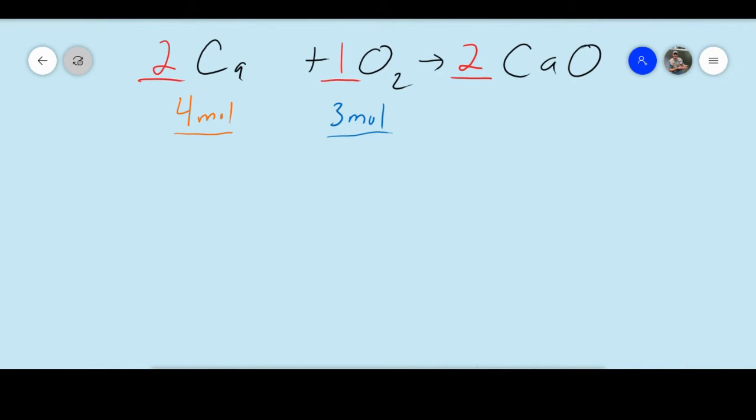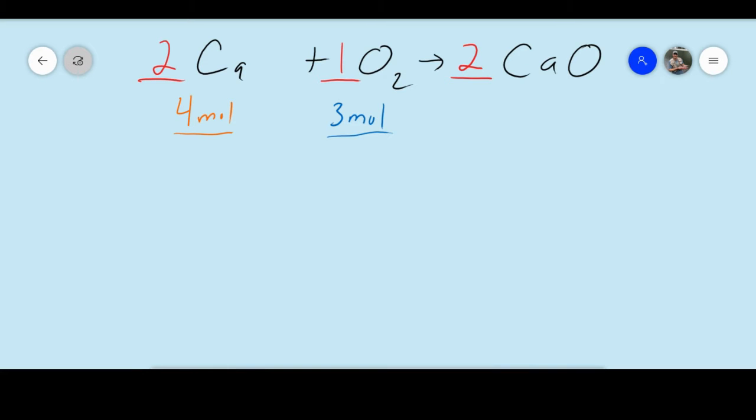It's the one that we are going to make the least amount of product. So if we can go ahead and take each reactant and figure out how much product is made, then we can compare those amounts and say which one makes the least amount of product. So let's go ahead and do that process first.